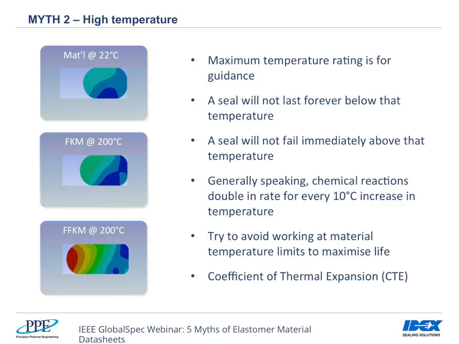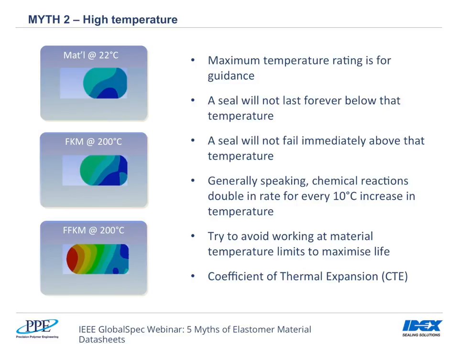Generally speaking, materials fail due to chemistry and chemical reactions, and for every 10 degrees C increase in temperature, the rate at which those chemical interactions occur doubles. So for every 10 degrees C increase, we will halve the life of a seal. So try to avoid working at these maximum temperature limits. For example, if your application calls for a material to work at 150 degrees C, and you want to use a HNBR, I would suggest that you opt for a HNBR with the higher temperature rating of 180 degrees C rather than one that's rated to 150.